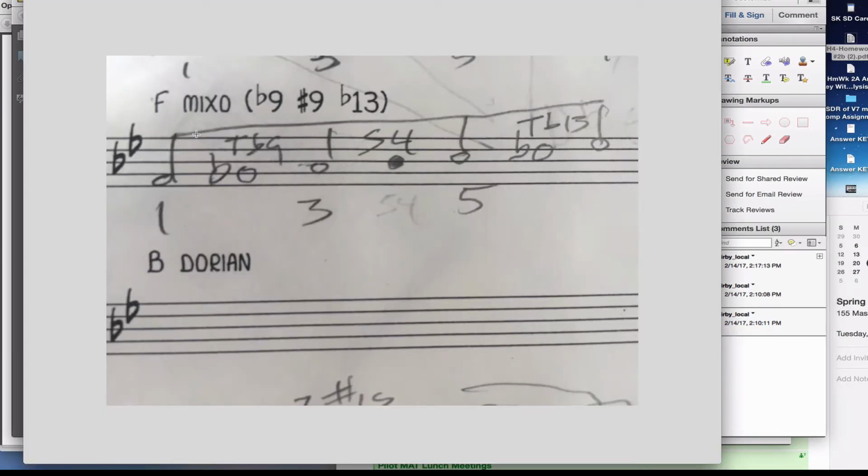Okay, here's our F mixo flat 9, sharp 9, flat 13 scale. You can see there's our chord tones, 1, 3, 5, flat 7. I forgot to write in the flat 7, but it would go right there. And notice that those happen to be all diatonic to this key, F7 being the 5 chord of B flat. But then we have our P4, which is always present in a mixo scale, and that's also going to be diatonic to this key. And then we have our altered tensions, flat 9, G flat in this case, and flat 13, D flat in this case. That's the way you write a mixo flat 9 sharp 9 flat 13 scale.